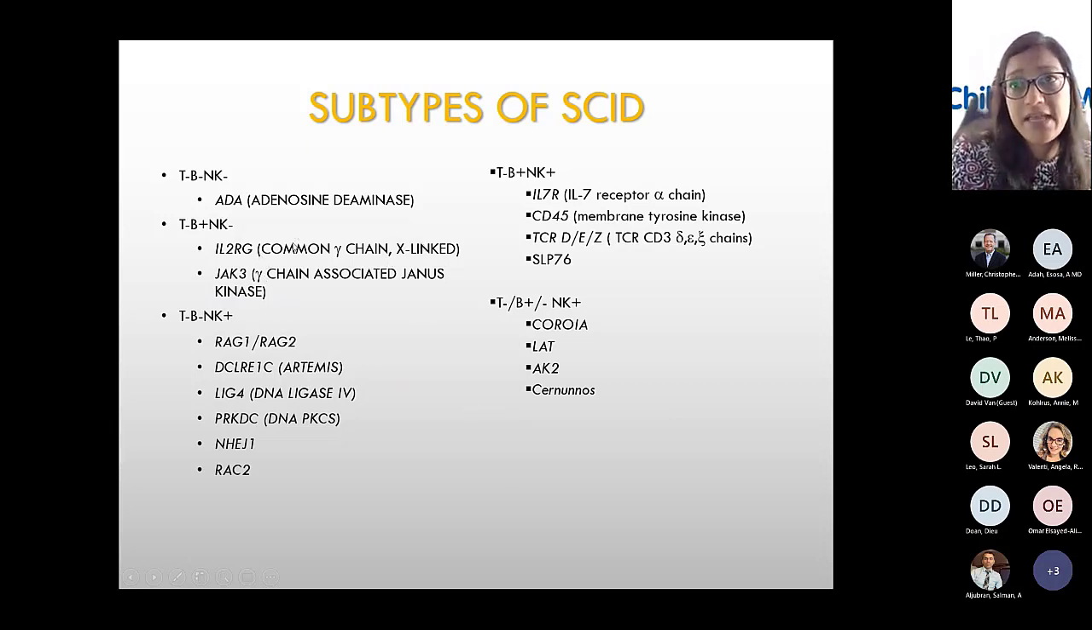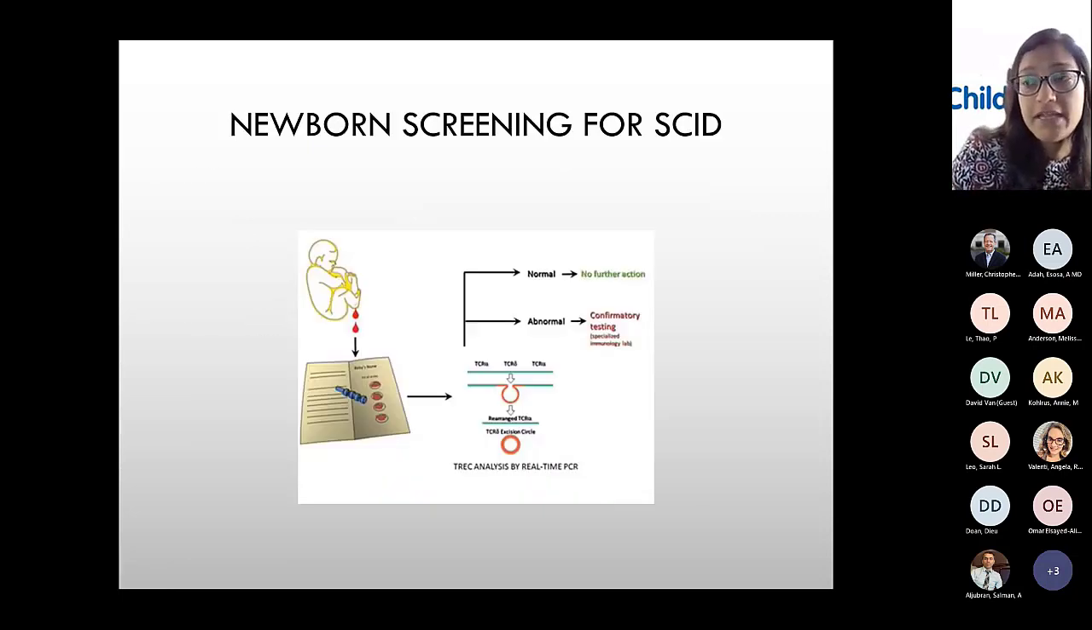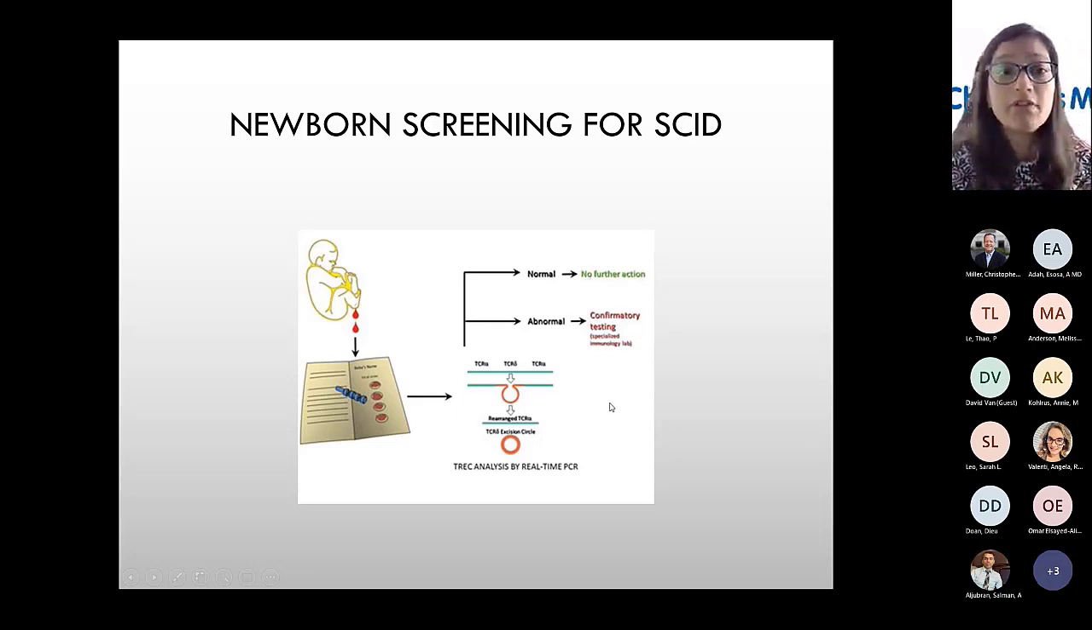And that causes T minus NK minus B positive SCID. So again, not going into details of each subtype for this talk, but it's really important to know the phenotype of SCID. Newborn screening looks for a marker of T cells. So the dried blood spots are punched, and that punched hole is used for running a PCR for something called TREC, or T cell receptor excision circle. If that marker is not seen and the screen is abnormal, then you need to run flow cytometry to look for presence of SCID. There are several false positives or other conditions that can lead to abnormal newborn screen for SCID.